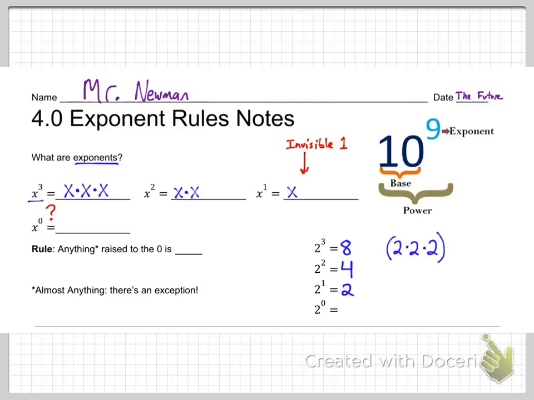And you notice what's happening each time as we go down. We're dividing by 2 as we take a step down with the exponent. So if we continue this pattern, divide by 2 again, 2 divided by 2 is 1. So 2 to the 0 power is 1, and we get our first rule. Anything to the 0 power is 1. That's a rule you can remember.